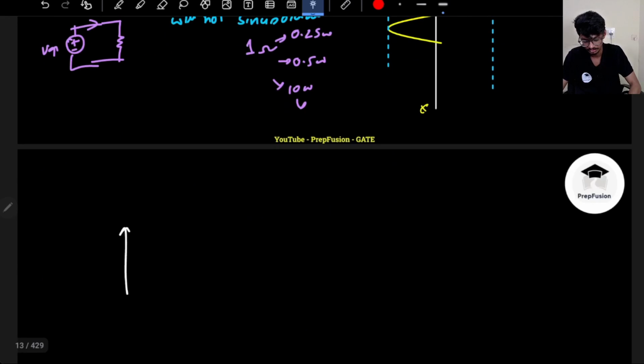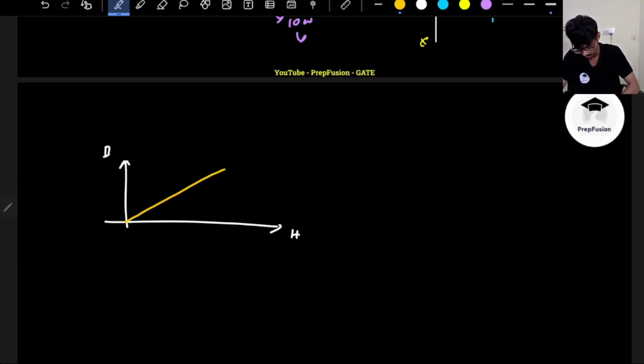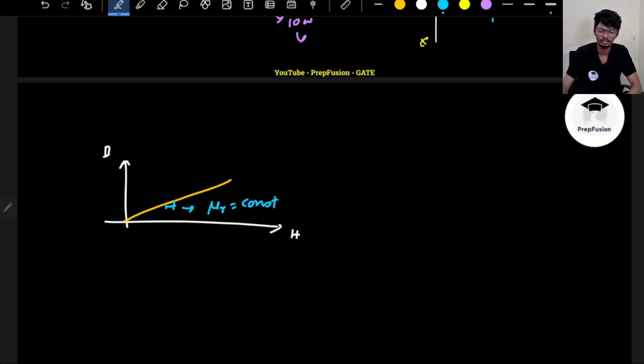This BH curve is not good actually. This is known as the hysteresis loop, right? So in those cases, if my BH curve is totally linear, linear meaning like this, that means my permeability will be constant. Yes, I will have a finite permeability, some constant value, almost equal to 1 or something low.